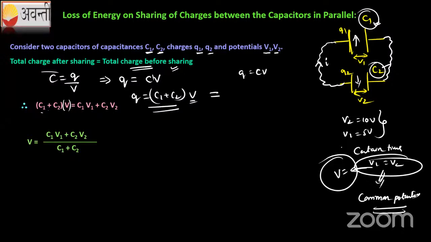Now actually our aim is to calculate the value of this common potential, we have to find out the value. That's why I will take this term to the right hand side. Then what is the value of the common potential? Look, the common potential will be C1 V1 in the numerator plus C2 V2, divided by C1 plus C2, because when it comes to the right hand side it goes to the denominator. This is the common potential, clear na?